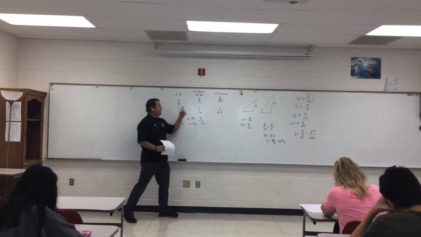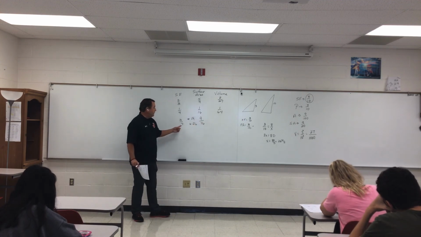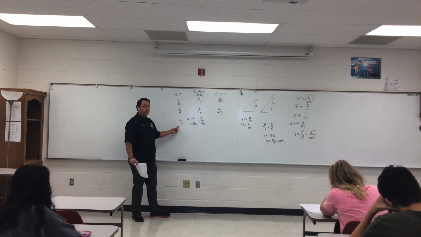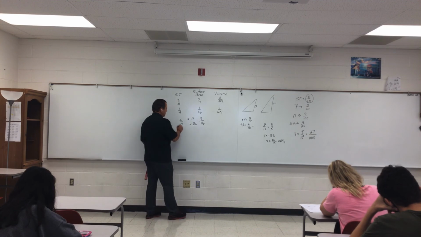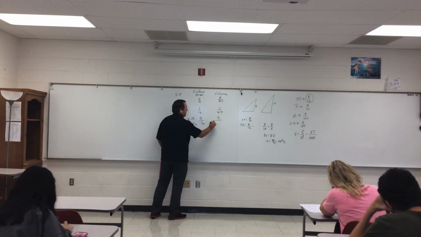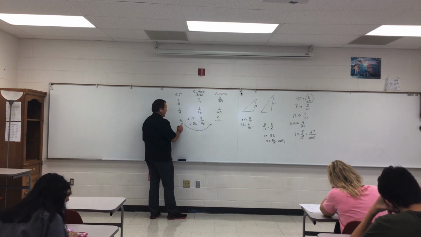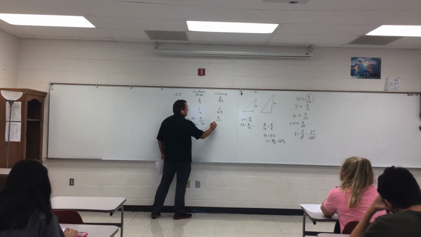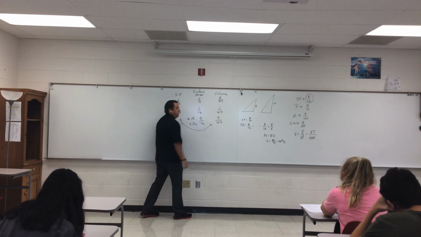And then to get the volume ratio, now you would take that one and cube it. So 3 cubed would be 9. 4 cubed would be 64.